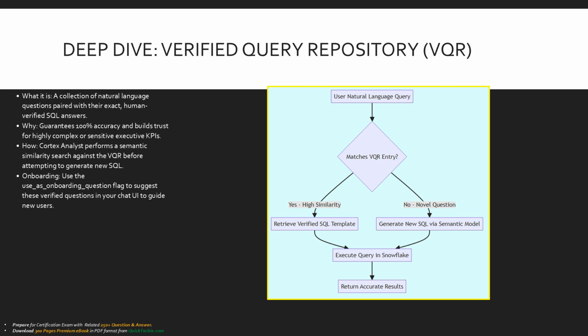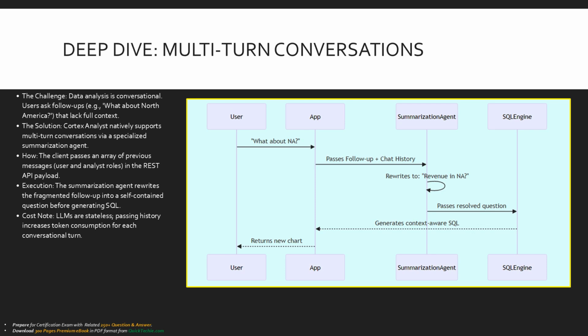Both paths safely execute the query in Snowflake, giving you a perfect balance between rigid accuracy and flexible exploration. True data exploration is an iterative conversation. A user might ask, "What is the revenue for Asia?" and then immediately follow up with, "What about North America?" A basic text-to-SQL engine would fail here because the second question lacks the word revenue. Cortex Analyst solves this gracefully by natively supporting multi-turn conversations.